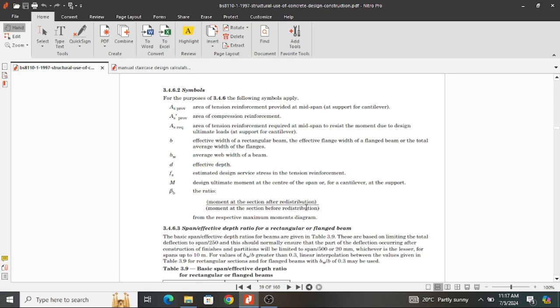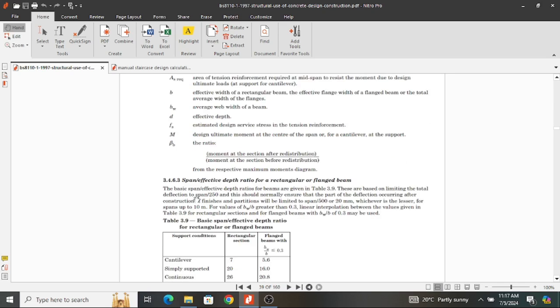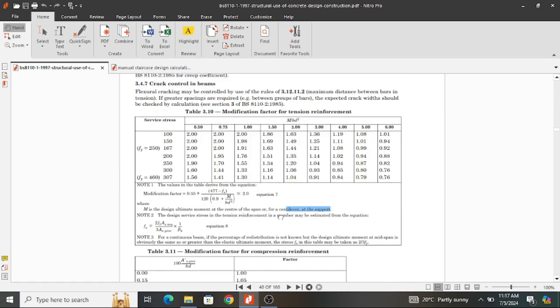So you take the moment after you've done redistribution and the moment before redistribution, and you get your value of beta B. In this case, I'm going to assume we are not redistributing anything. Therefore, I take this conservatively as 1, because the moment will be the same before and after redistribution. So using equation 8, I'm able to get the design service stress in the tension reinforcement.